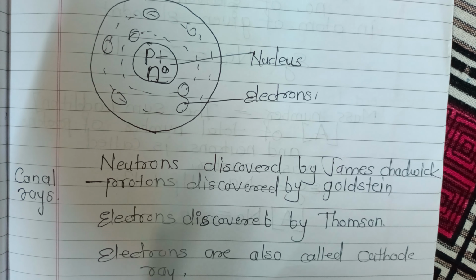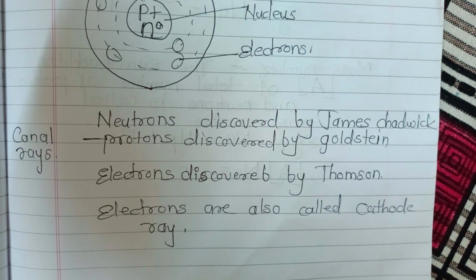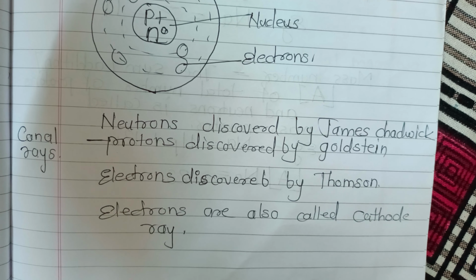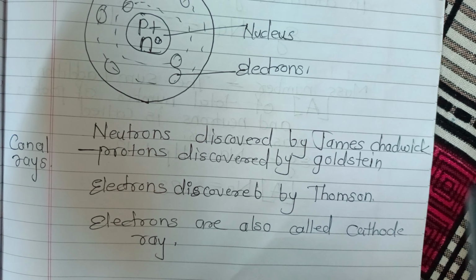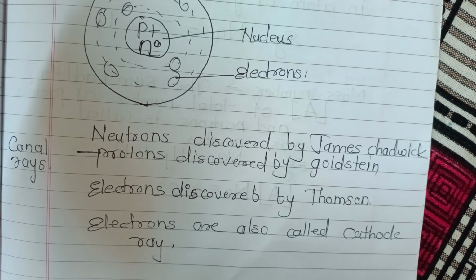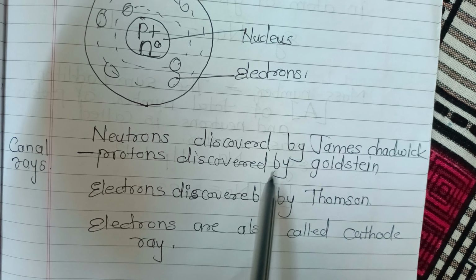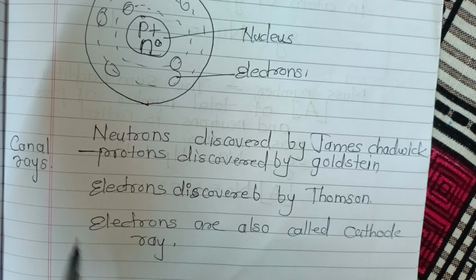So who has discovered the neutrons, protons and electrons? Neutrons were discovered by James Chadwick. It's the name of the scientist. Neutrons are discovered by James Chadwick.